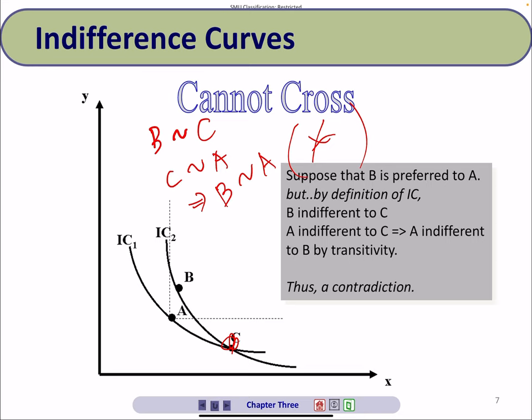So usually, how do you draw an indifference curve? You draw an indifference curve like this, for example. As your indifference curve moves to the northeast, it gives you a higher happiness level because it has more of the goods.